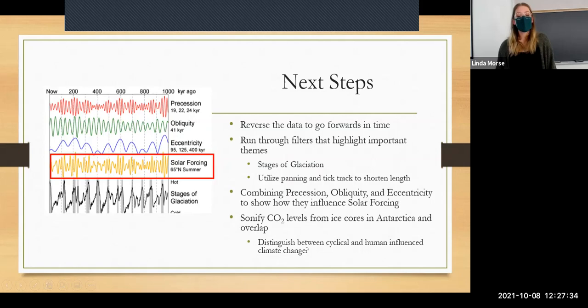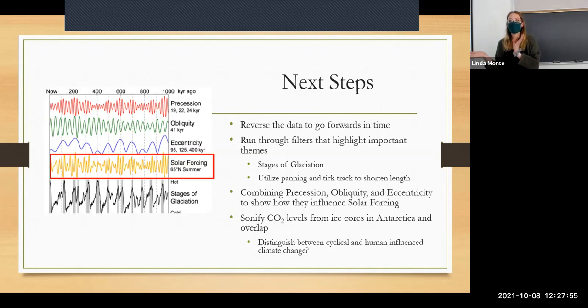And I know that's not the most enlightening thing, but it was a really good data set to learn how to do all of this with. So the next thing I want to do is reverse the data. I want to go forwards in time, because I think that by the time your ear finally understands the pattern is closer to the end. And that's when I want you to be listening to hear, when do humans come into play? When do we start messing things up?